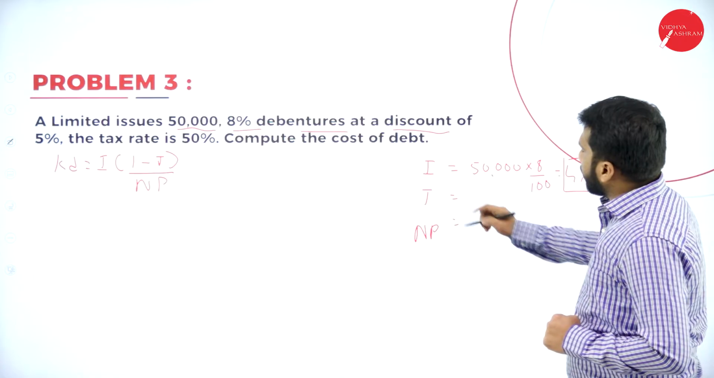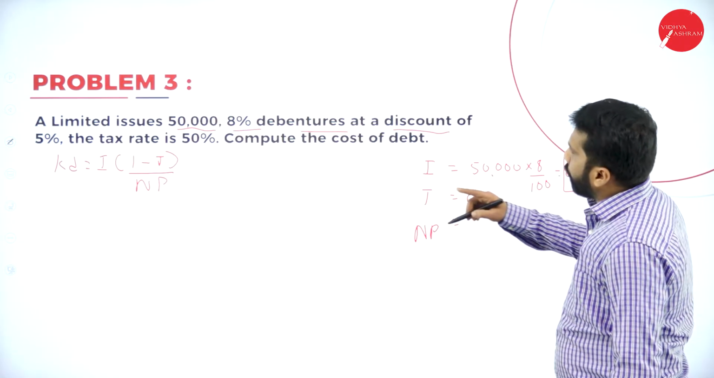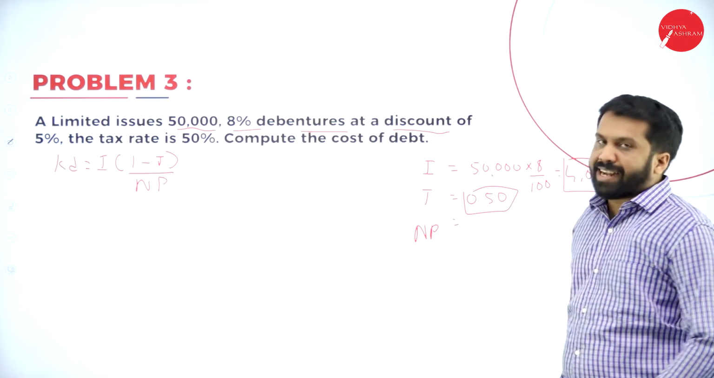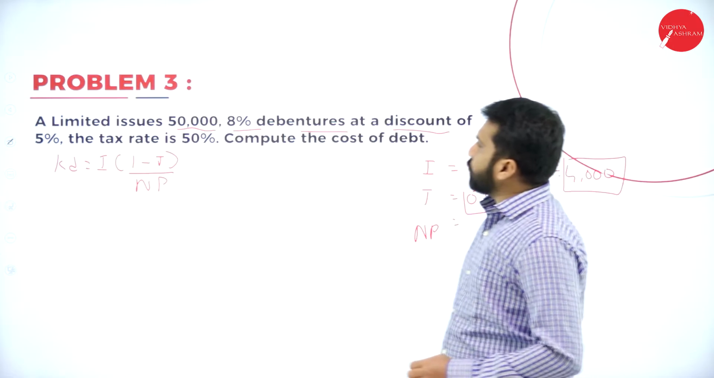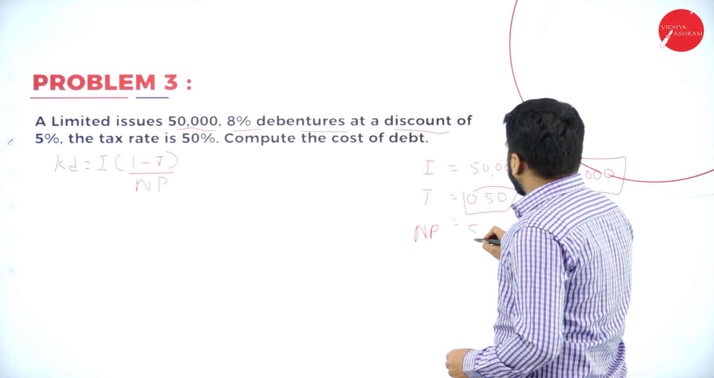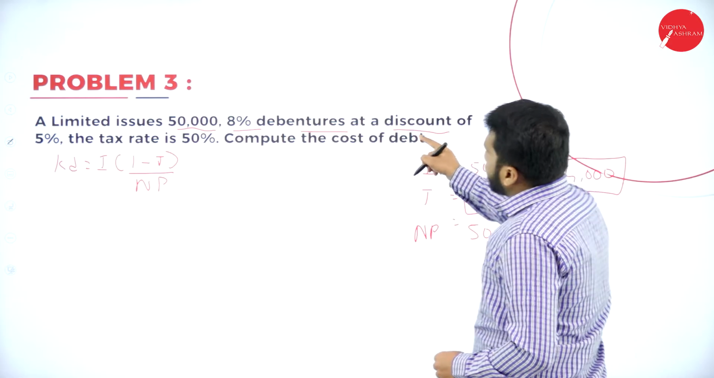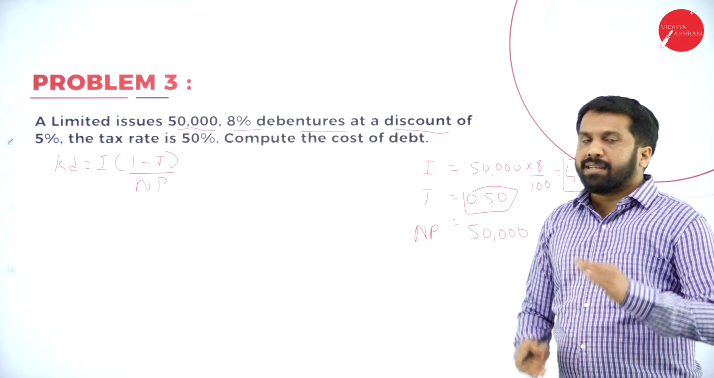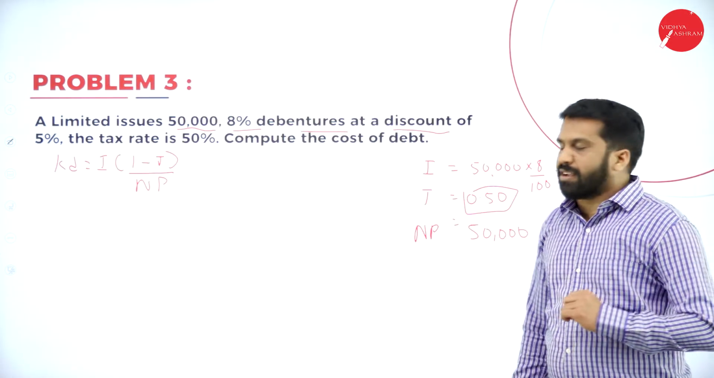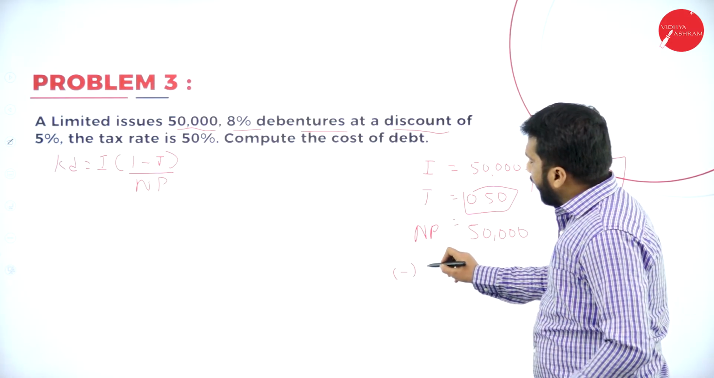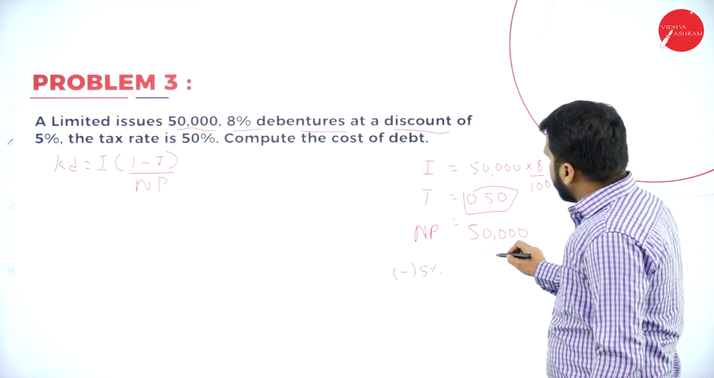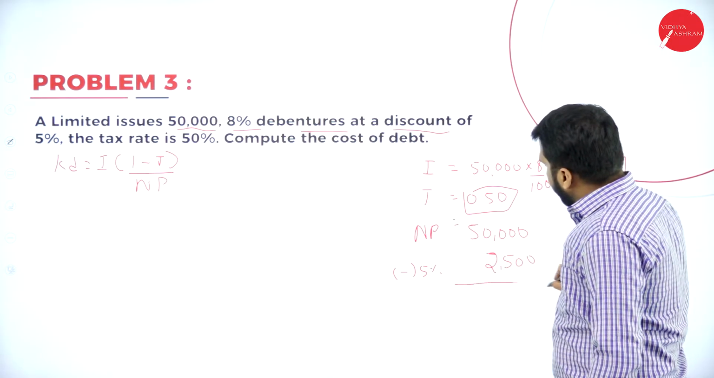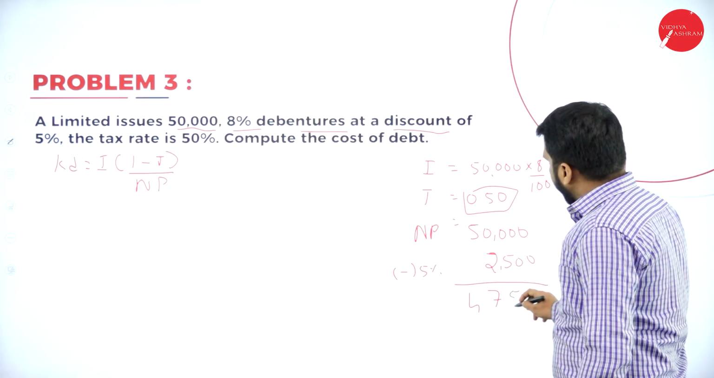What is your answer? 4,000. Now, what is the tax? Tax, it is 0.50. It is easy, already given. What is the net proceeds? Net proceeds, we have 50,000. There is a discount of 5%. Discount, do you have to add or minus? Discount always you are supposed to reduce. Now minus 5%. On this, 5% will be how much? 2,500. It will come 47,500.